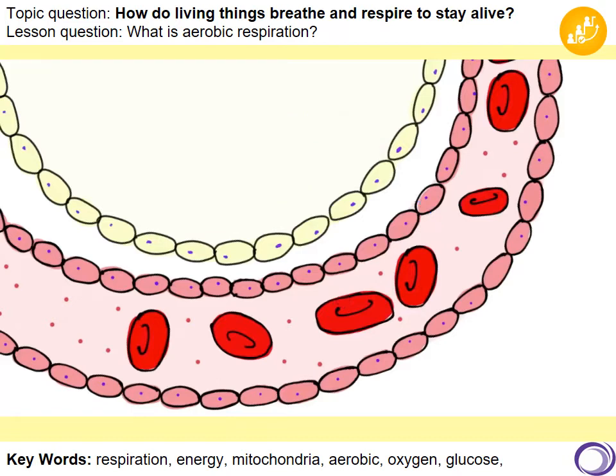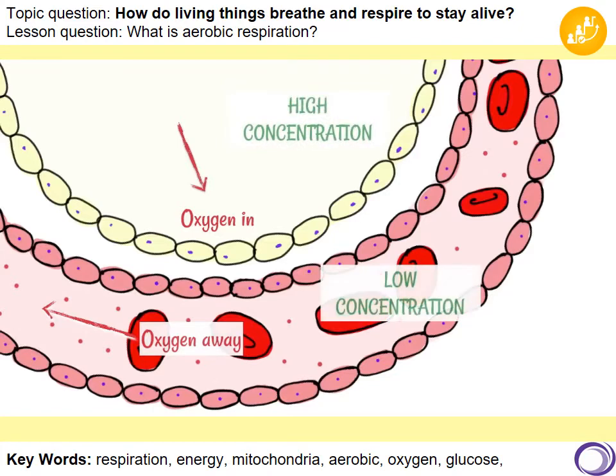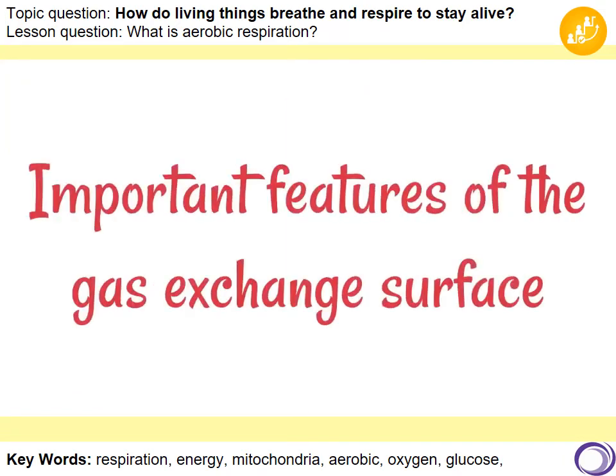Now then, oxygen, as we've already said, is constantly being supplied through breathing, but it's also being taken away from this area because of the blood flow. What this means is that we are constantly maintaining a concentration gradient, which is what allows this transfer of gas, this gas exchange, to continue. There are some important features of the gas exchange surface that you need to know.